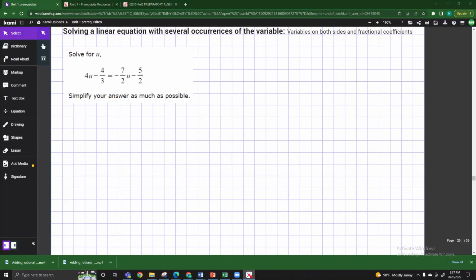Solving a linear equation with several occurrences of the variables on both sides, and fractional coefficients. So whenever we have an equation, our goal is always to get the variable by itself. This is a linear equation because there's no exponents on the variable. We're solving for u. Because we have fractions, the one thing that we are going to have to do no matter what is find the LCD.